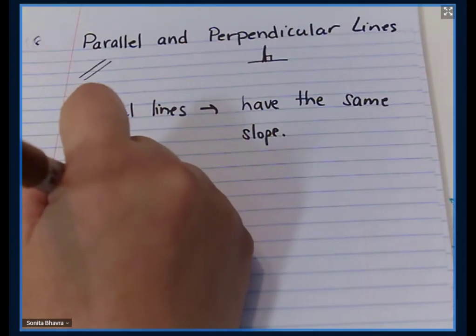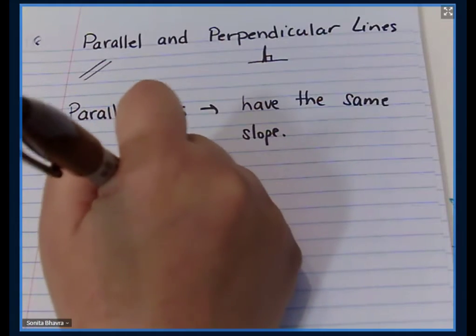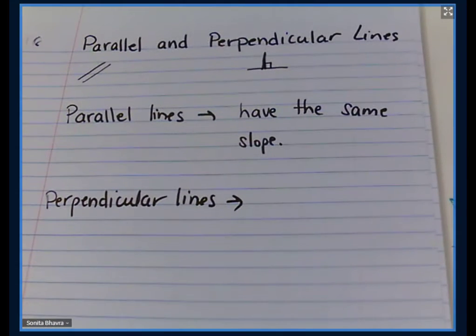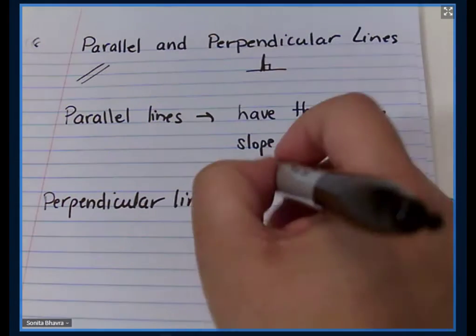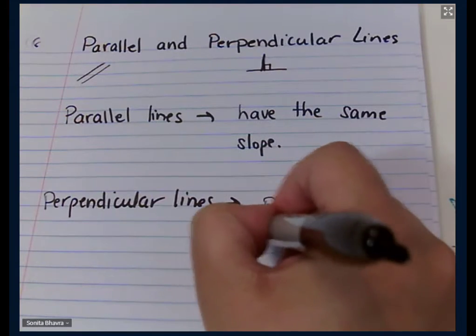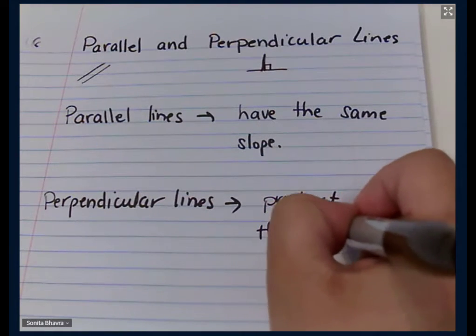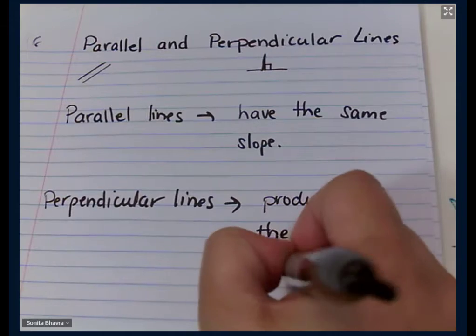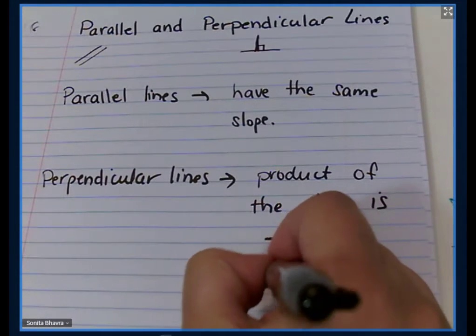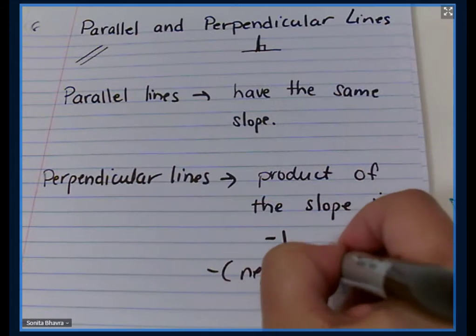All right, so I'm just going to write that down here. For perpendicular lines, the product of the slopes is -1. As well, I'm just going to make a note here that it is also called the negative reciprocal.